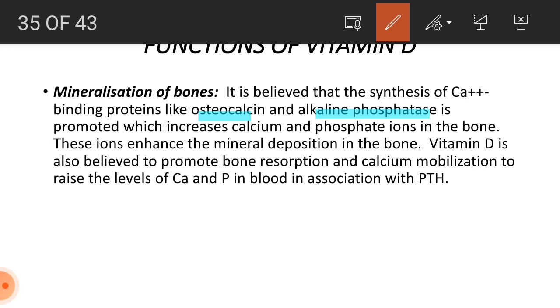Vitamin D is also believed to promote bone resorption and calcium mobilization to raise the levels of calcium and phosphorus in blood in association with the parathyroid hormone. So as we all know, the parathyroid gland is also responsible for maintaining the calcium levels inside the body.